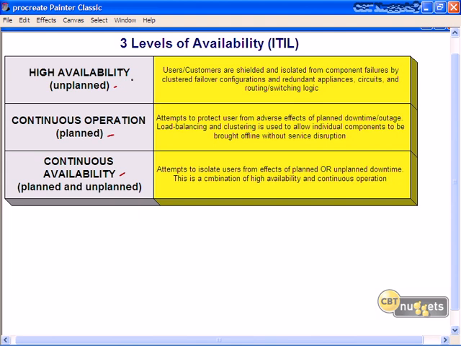Let's define these. High availability is the process where you are going to shield or completely isolate customers from a component failure. And this is again an unplanned failure. And we do this by providing what are known as clustered failover configurations. For example, a cluster of Windows 2003 servers, and these boxes represent servers. We can say these are on separate boxes, or these could be rack mount blades, for example. But you've got, let's say, these IBM servers running Windows 2003.